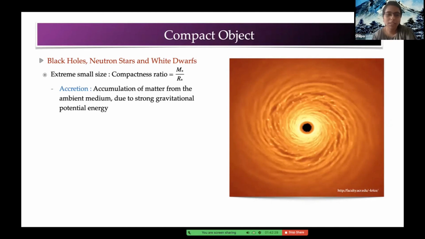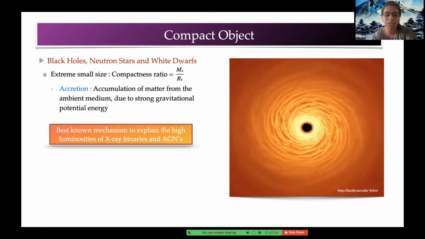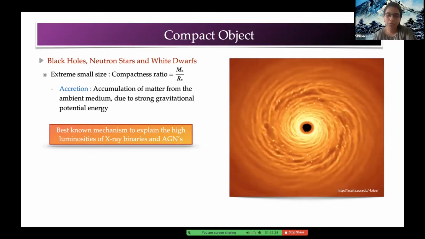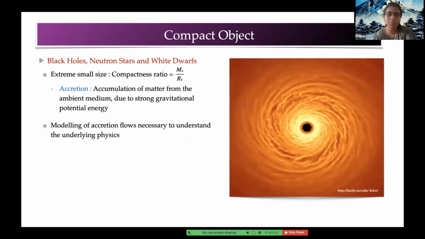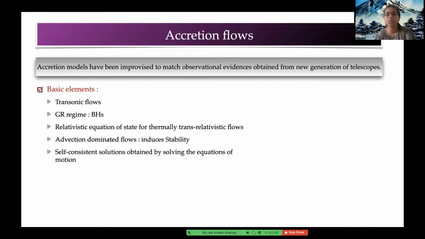So this accretion mechanism is the best known mechanism till now to explain the high luminosities and energies of X-ray binaries and AGNs. So there is a need to model these accretion flows in order to understand the underlying physics present in these systems. These models have been improvised from time to time, mainly to match the latest observations. Thus, we keep a few basic elements in mind while modeling accretion flows. First of all, these flows are transonic in nature. That is, they have to pass through at least one sonic point.